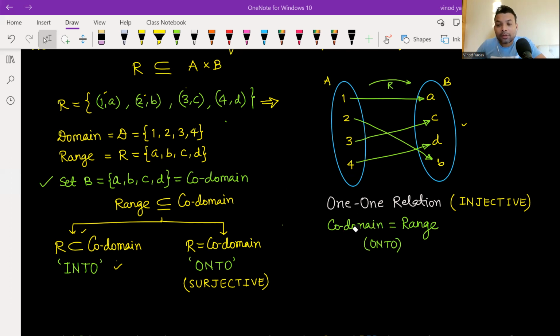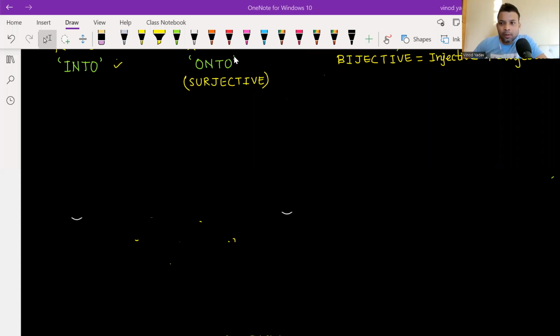Perfect. So in such cases, when a relation is satisfying both the conditions, that is one to one and onto, then we call it a bijective relation. That is injective plus surjective. Okay. Understood till here? So one to one, onto, into, surjective, injective, bijective. Get comfortable with these words. All right. Cool. Let's explore some more relations.